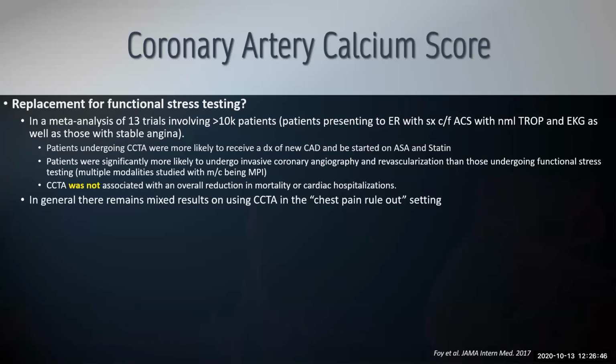It's not going to require as many people, so it's going to be cheaper for the hospital as well. They did a meta-analysis of 13 trials. They included a lot of patients, over 10,000, of those presenting with symptoms consistent with ACS, but they had a normal troponin and EKG. And even those with stable angina. So we thought this was unstable angina, but it was not an NSTEMI patient or a STEMI patient.